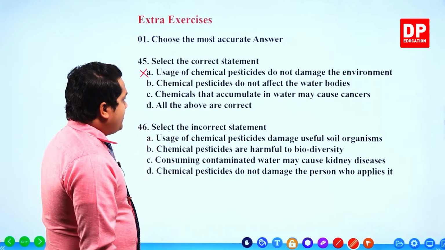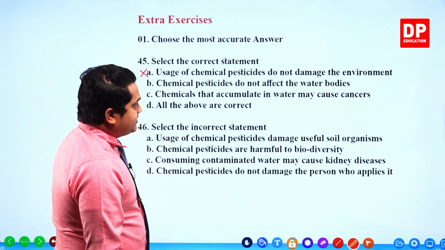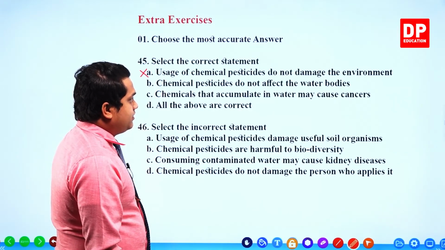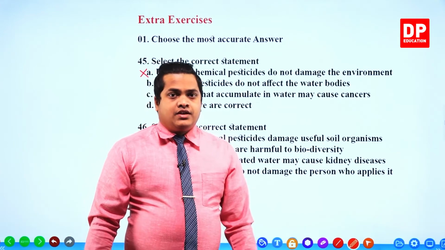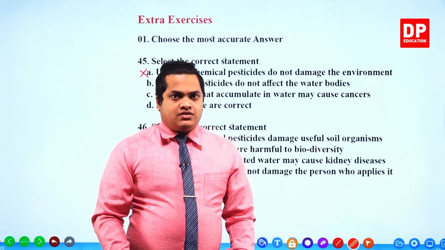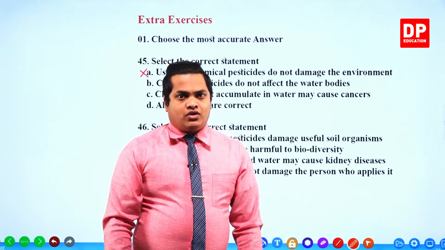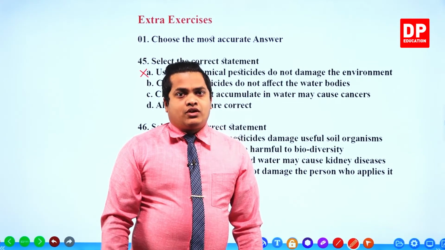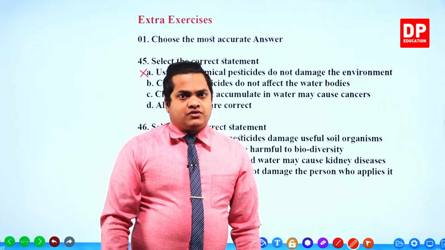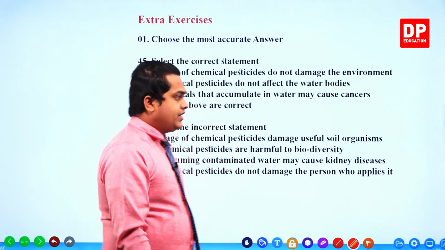Next one: chemical pesticides do not affect the water body. Once again, incorrect. I told you that heavy metals and other different chemicals are collected within the water bodies, and these water bodies get contaminated because of that. So it is also incorrect.